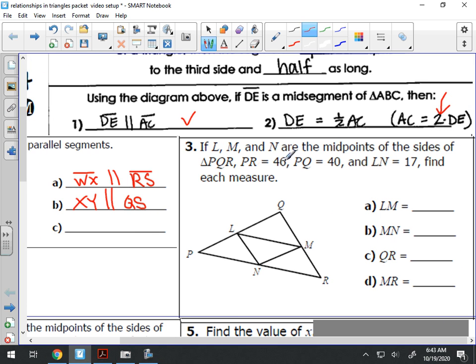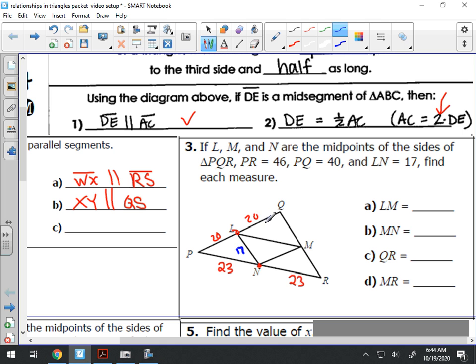Alright, so L, M, and N are midpoints. Okay, so this side's cut in half, this side's cut in half, and this side. PQR is the big one. PR is 46. That means I'll have two 23s, because all I did was cut it in half. Because I know that this is a midpoint, so I just did 46 divided by 2. PQ is 40. This is a midpoint, so this has to be 20. And LN, I'm going to use a different color because LN is one of the sides of this inside triangle.